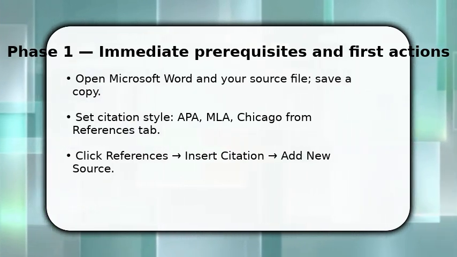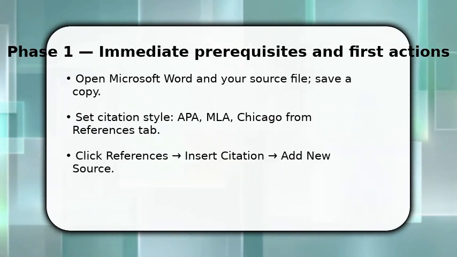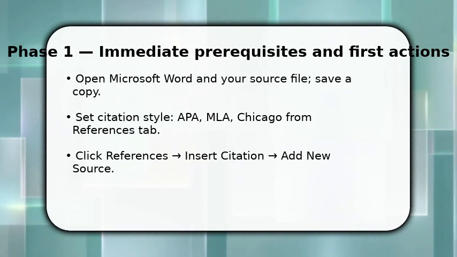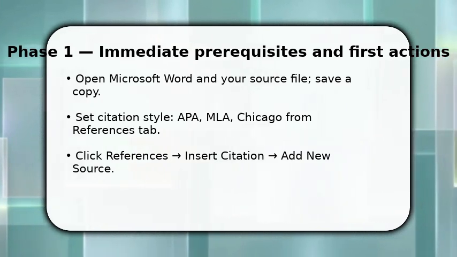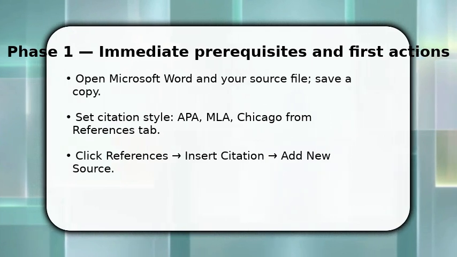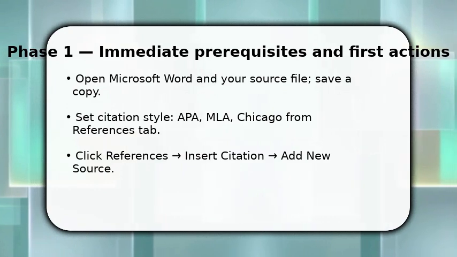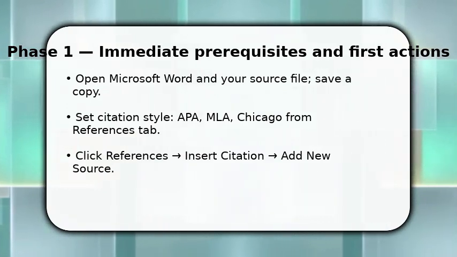Add a new source with the required fields. Fill author, title, year, and type precisely so Word can format automatically. This step creates a reusable source entry. It saves time later and prevents manual formatting errors, so complete it before moving on to placing citations in text.